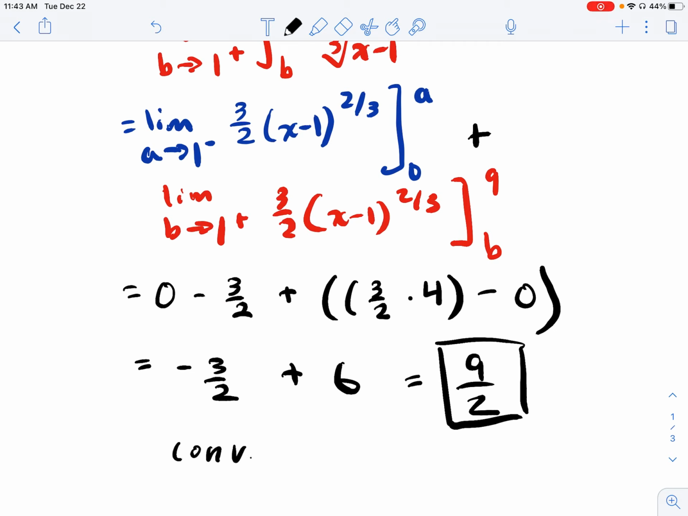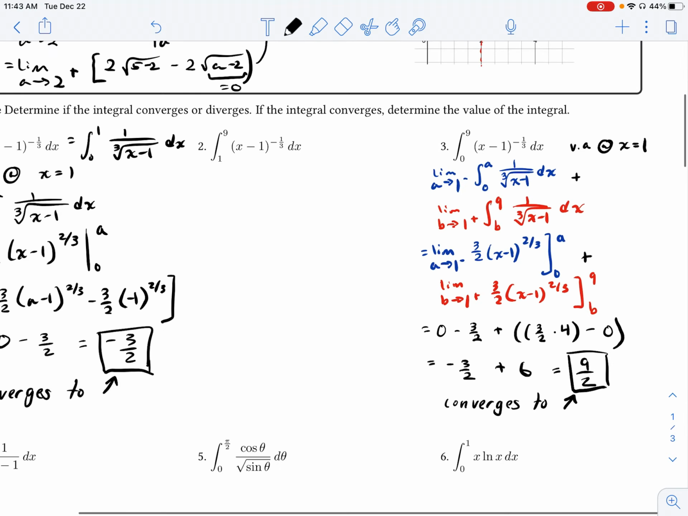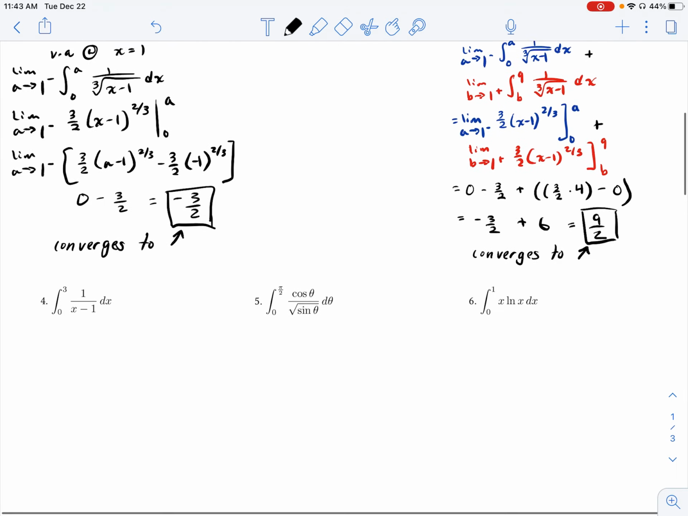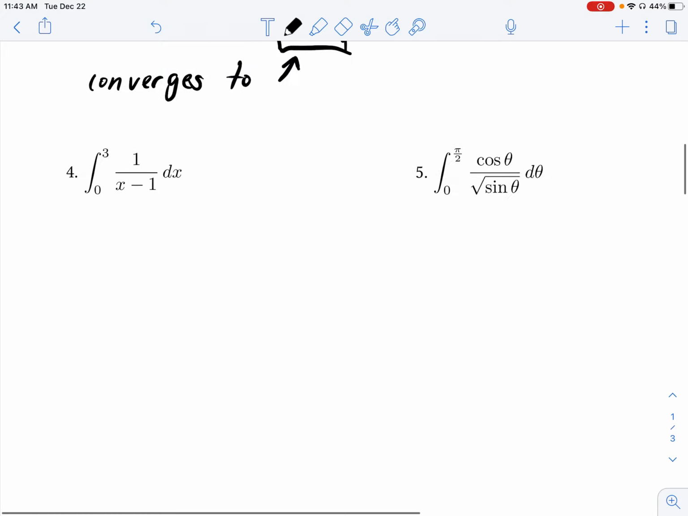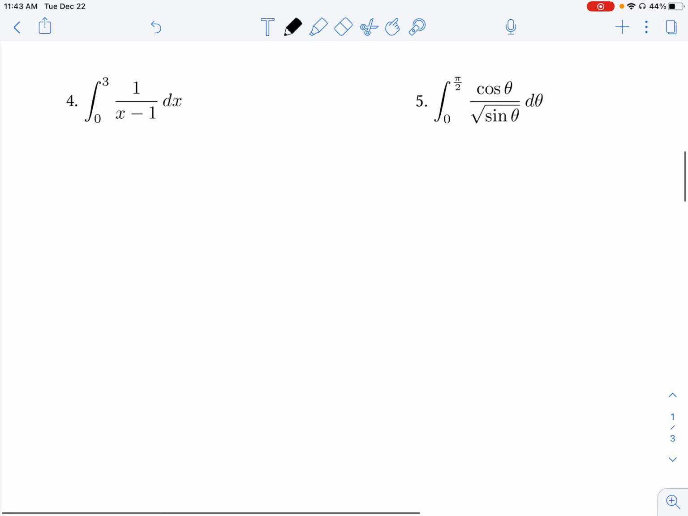We would then say this clearly converges to this value. Okay. All right, let me do one more example with you before I set you on your way and have you try the rest of these on your own. But let's actually look at number 4, because there's something unique about number 4 here as well.